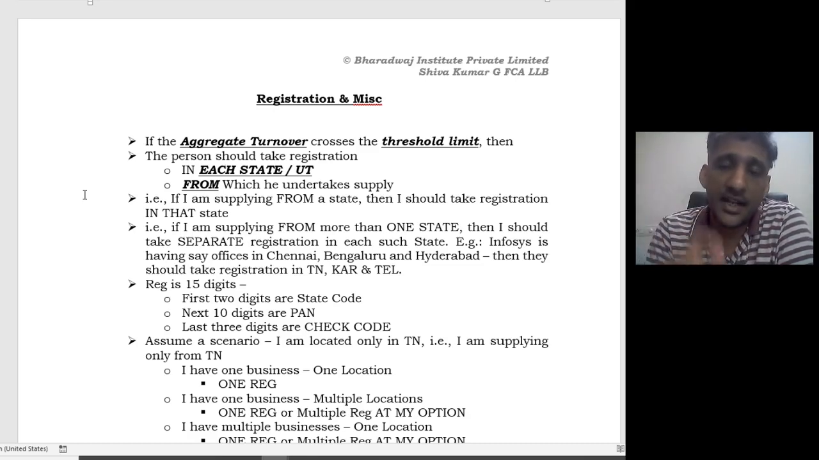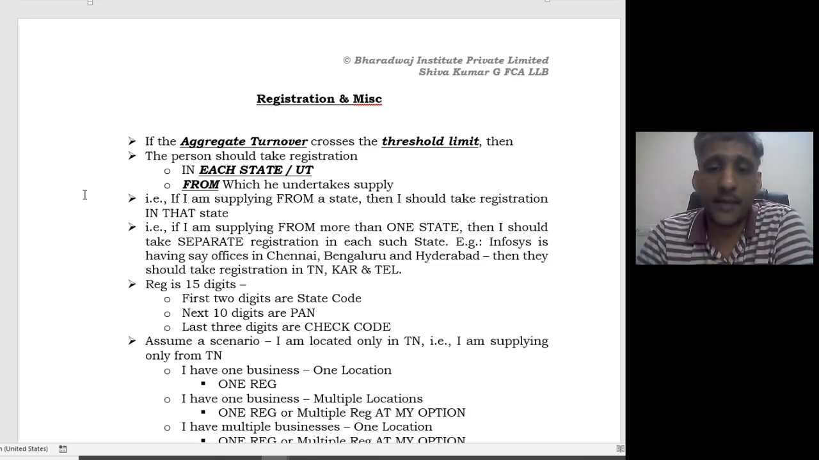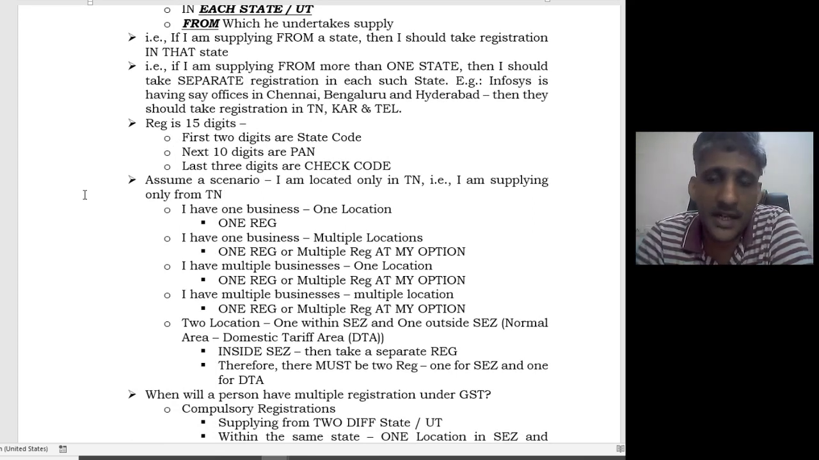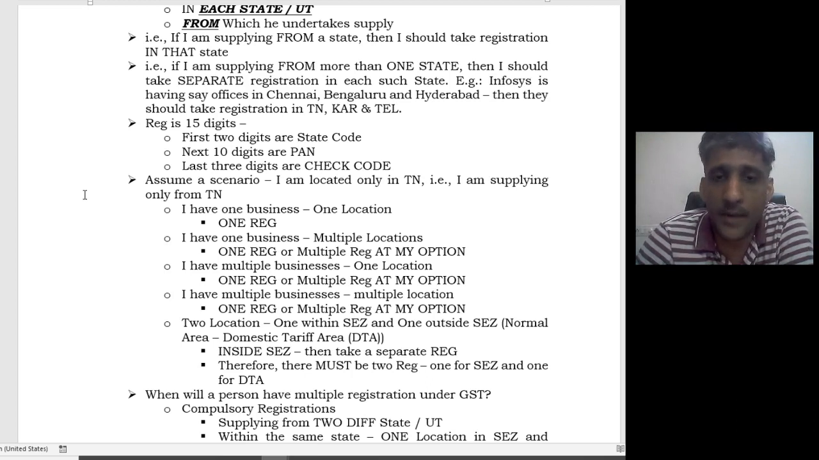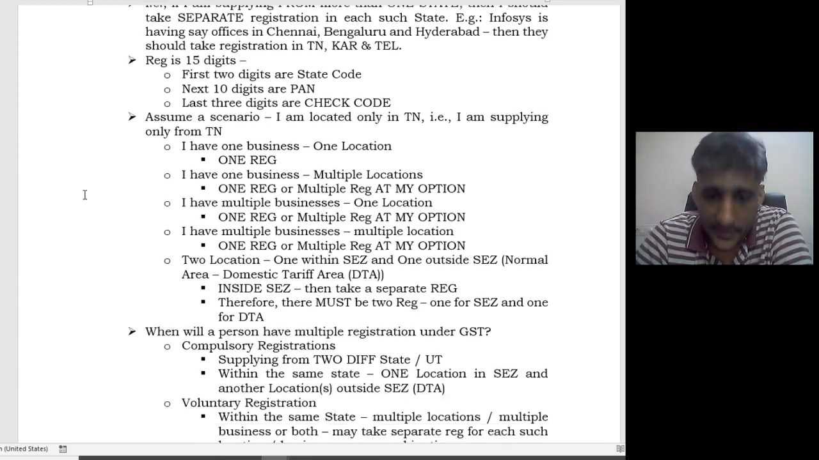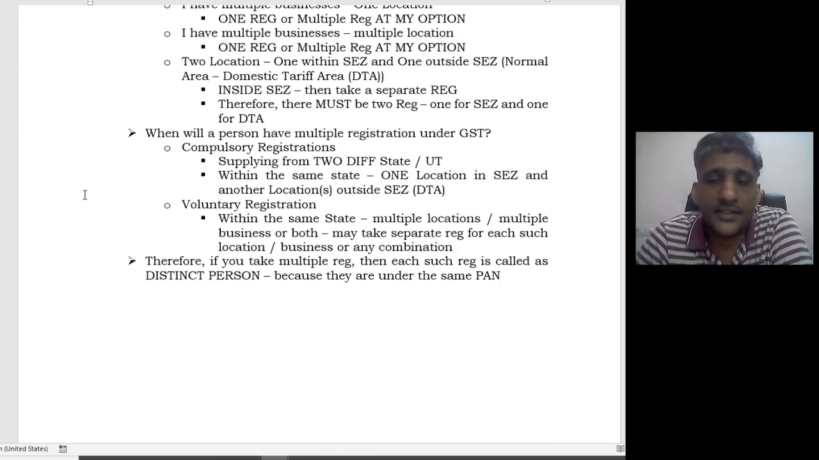If within the same state, I am there in SEZ and non-SEZ, I should take one or multiple? I should definitely take a separate registration for SEZ. So compulsorily, for 2 different states, SEZ and non-SEZ, it is compulsory. Within the same state, with multiple locations and multiple businesses, at your option you may have one or multiple registrations. Then if it is multiple registrations within the same PAN, it is called a distinct person. All these we have learned.